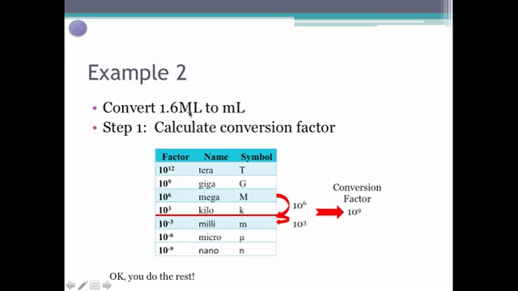You've got 1.6 megalitres to mils. I've got 10 to the 9 mils in a megalitre. Therefore, how many mils have I got? The answer is 1.6 by 10 to the 9 mils. Again, it's practice. That's what's going to get you success in doing this kind of stuff. Okay, good luck with all of that.